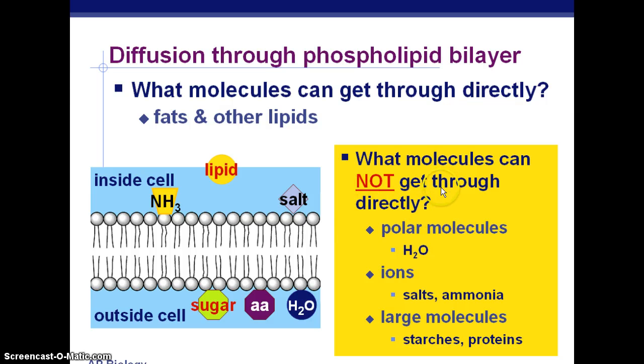Which ones cannot get through? Well, polar molecules like water. Water can't just pass between the phospholipid bilayer. It has to go through special proteins called aquaporins that allow water to enter and exit the cell via osmosis.